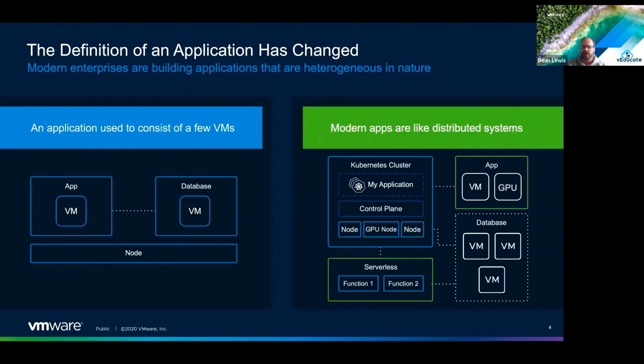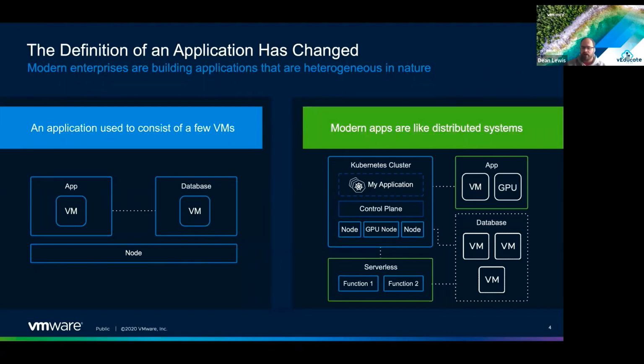We're all used, as VI admins, to applications consisting of a few VMs: application VMs, database VMs, web VMs, that typical three-tier application. But on the right-hand side now, we can see applications moving towards distributed system architecture. What does that really mean? It's not something that's new into the industry, but it is new in terms of how the technology implements it. So the virtual machines don't go away. We can see them there at a VM level, maybe bringing in GPU resources, and the database space still being virtual machines.